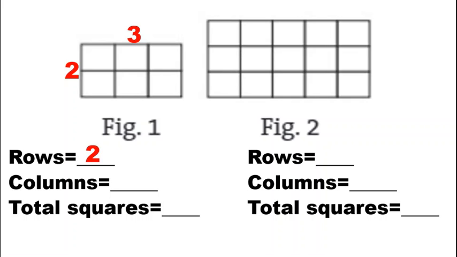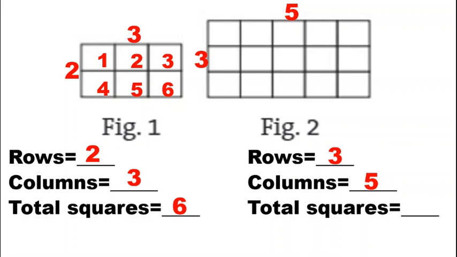We have 3 columns. Now, I want you to find how many is the total number of squares in our figure 1. Can we count it all? 1, 2, 3, 4, 5, 6. So we can see that the total number of squares in figure 1 is 6. How about figure 2? That's right, we have 3 rows, 5 columns. How about the total number of squares? Good job, that is 15.